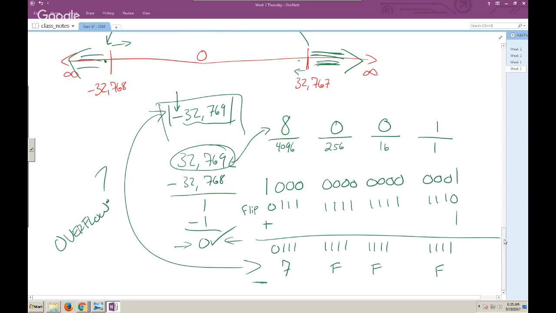Now, what would be the answer here then? 32,769 in 16 bits. What's the answer? Overflow. Doesn't fit. Can't do it. Sorry. None of the above. Right? That type of a thing. Okay? Because it just doesn't fit.